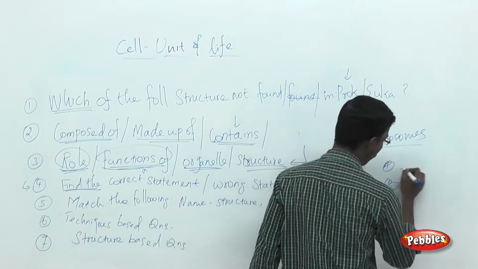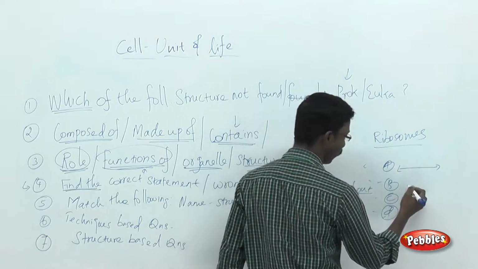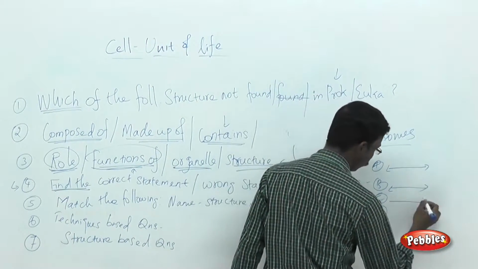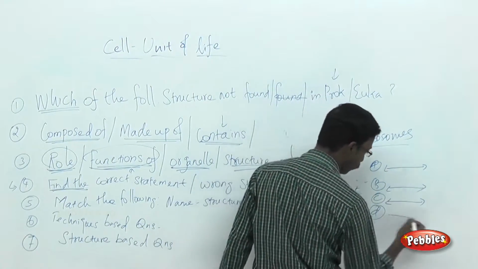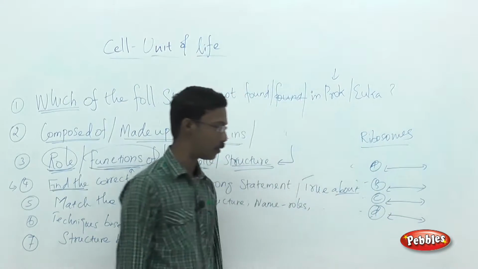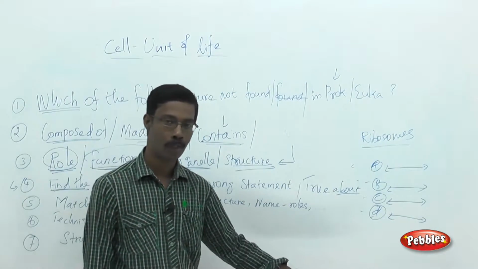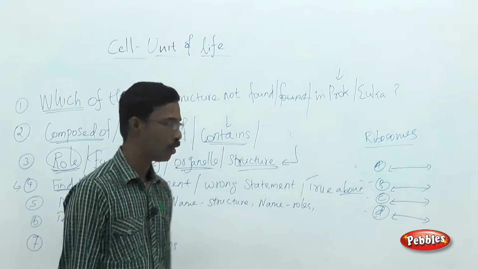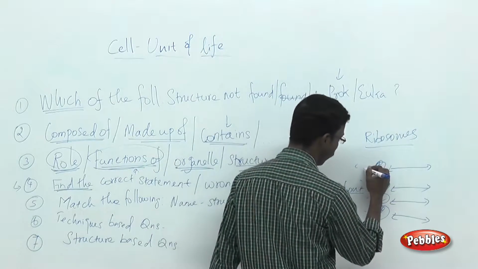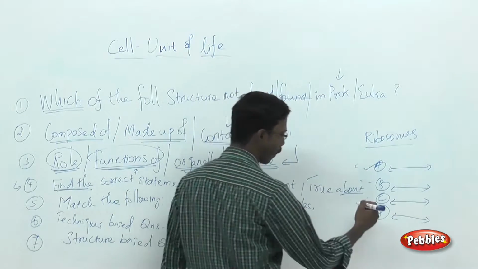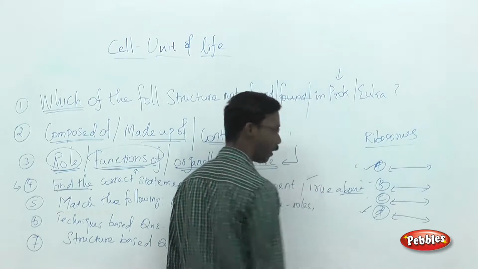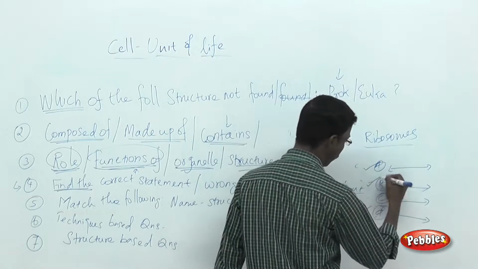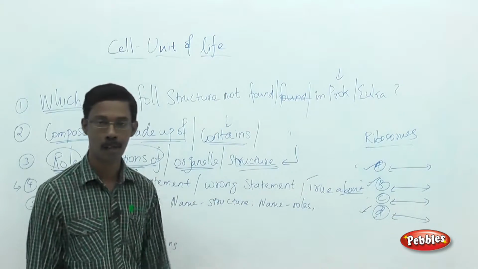So ribosomes are present in both prokaryotes and eukaryotes. Ribosomes are made up of rRNA and proteins. Ribosomes are organelles, and ribosomes participate in protein synthesis. You will see 4 statements over here. So which of the following statements is true about the ribosomes? So ribosomes are present in prokaryotes and eukaryotes. That statement is correct. Ribosomes are involved in protein synthesis. That statement is correct. Ribosomes are made up of proteins and rRNA. That statement is correct. Which statement is wrong?